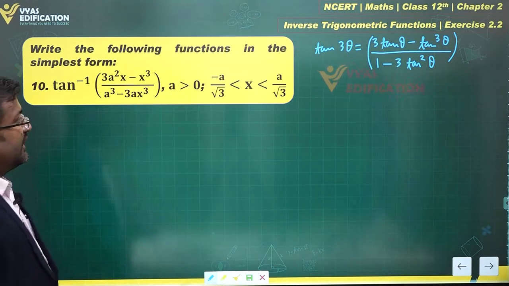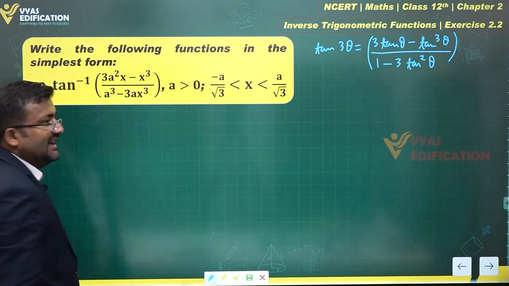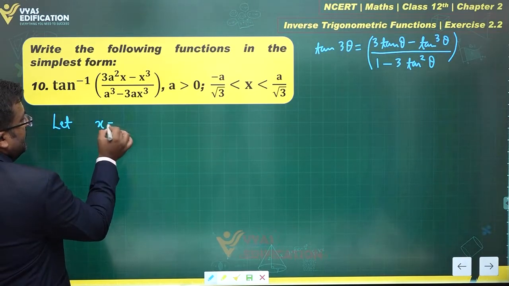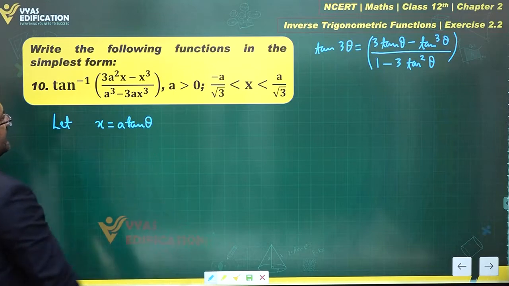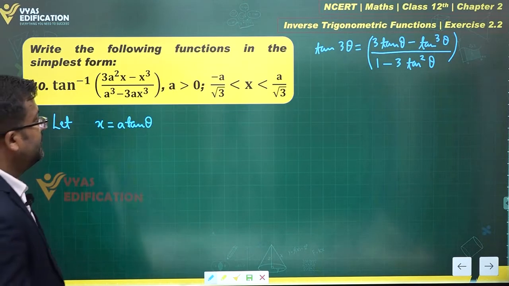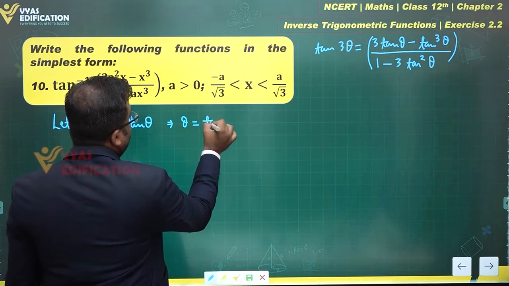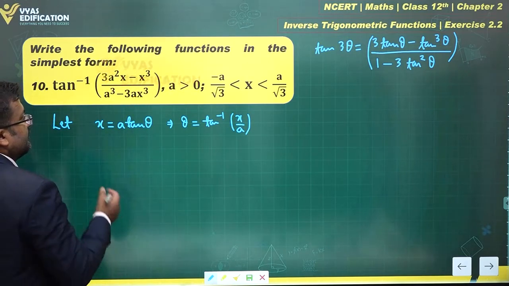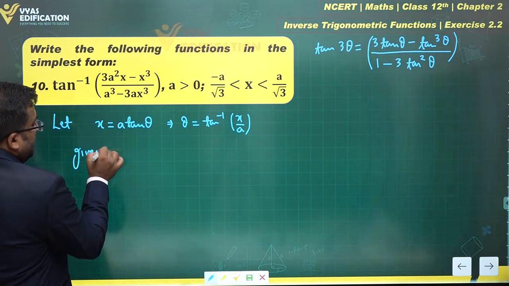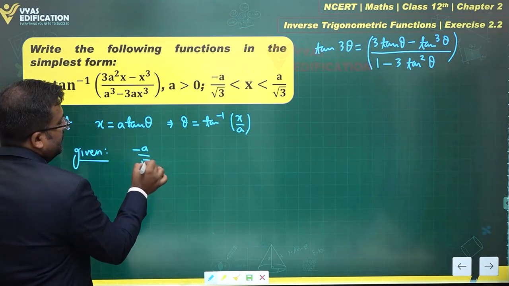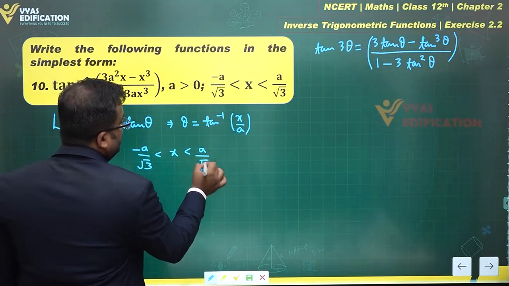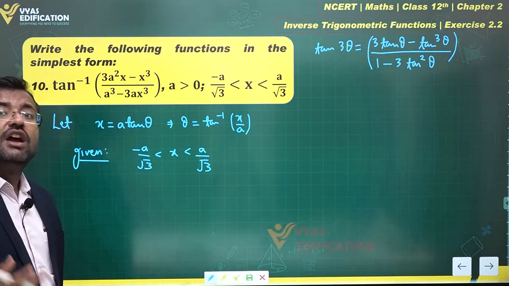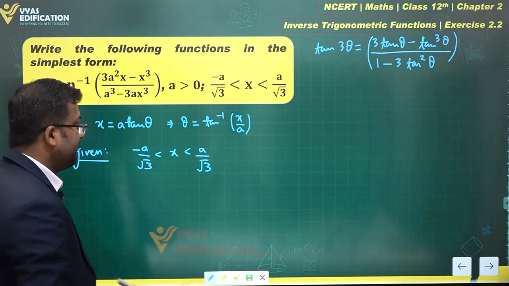What kind of a substitution are we looking at? We are looking at a substitution where x upon a is tan theta, or let x equals a tan theta, which implies theta is equal to tan inverse x over a. It is also given that minus a by square root of 3 is less than x is less than a by square root of 3. From here I can get the range of theta, which is important for finally writing the final expression.